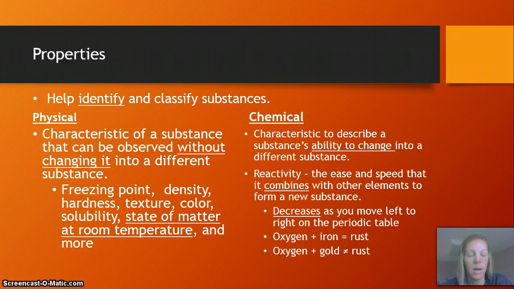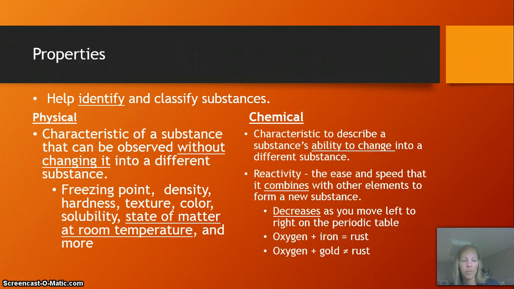Physical properties are characteristics of a substance that can be observed without changing it into a different substance. So no matter which one of these you might be testing, it's not necessarily changing the substance into a different substance. Examples of these are freezing point, meaning the temperature that something freezes, density, which you should have some knowledge on from 6th grade, hardness, texture, color, solubility. Solubility is the ability to dissolve, and we'll talk about that later.